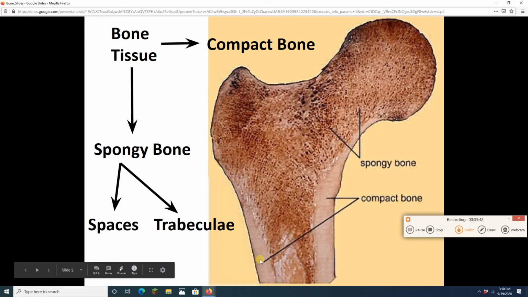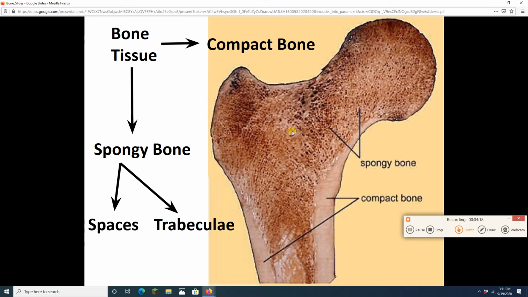Compact bone is one type of bone tissue. Compact bone is going to be solid when you look at it with your naked eye. Now, that is going to be different from spongy bone. This is all spongy bone in here. When you look at spongy bone with the naked eye, it has spaces. Those spaces are going to be occupied by marrow. We'll talk about the 2 types of marrow soon enough, red and yellow.